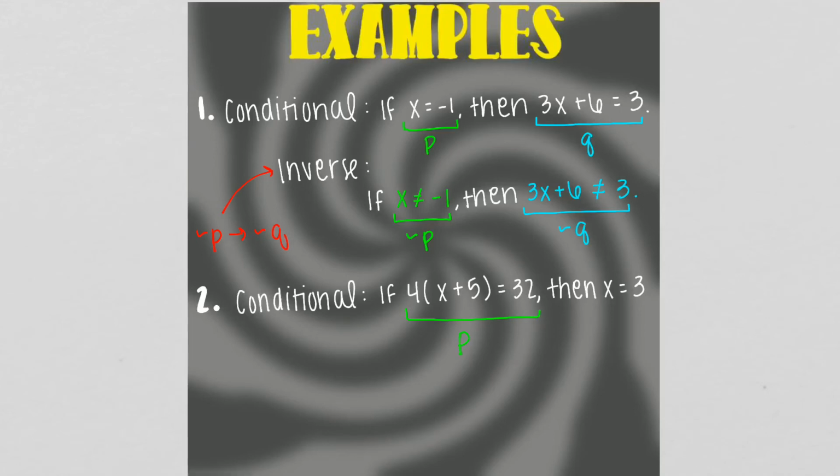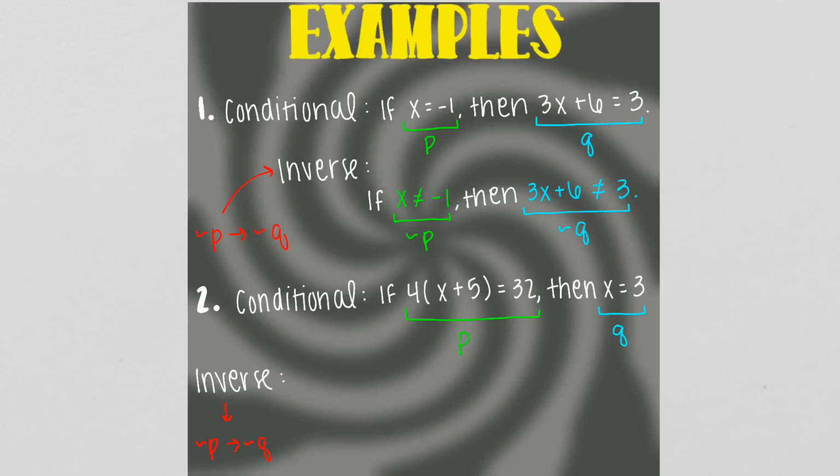And then we have to label our Q, or our conclusion, and that's whatever is after the word then. So it is x equals 3. So that is our Q. Remember, we need to write our inverse now, and it's not P and not Q.